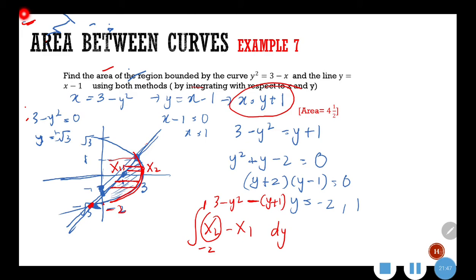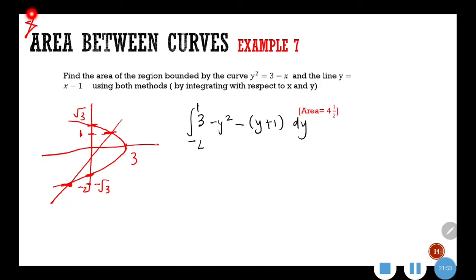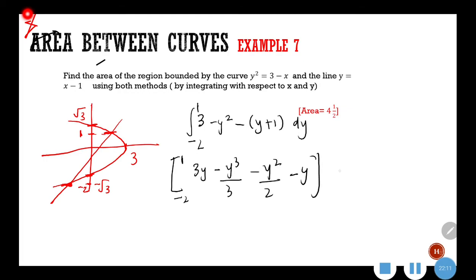Okay, so this is our integration. I will write it properly. The integration of 3 minus y squared minus (y plus 1) dy. So we just have to solve the integration. You will have 3y minus y cubed over 3 minus y squared over 2 minus y. Substitute this, and I'm sure you will get 9 over 2 or 4.5.